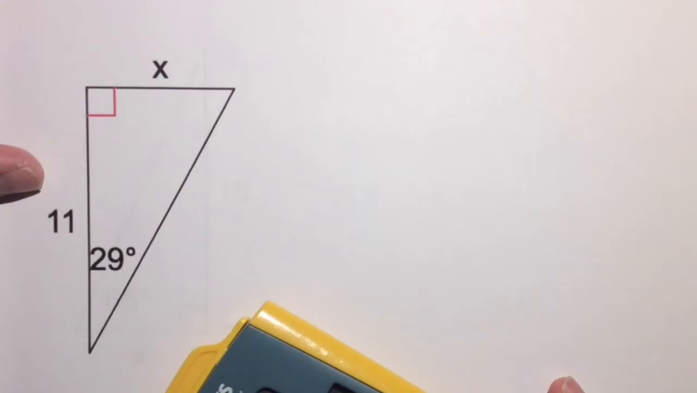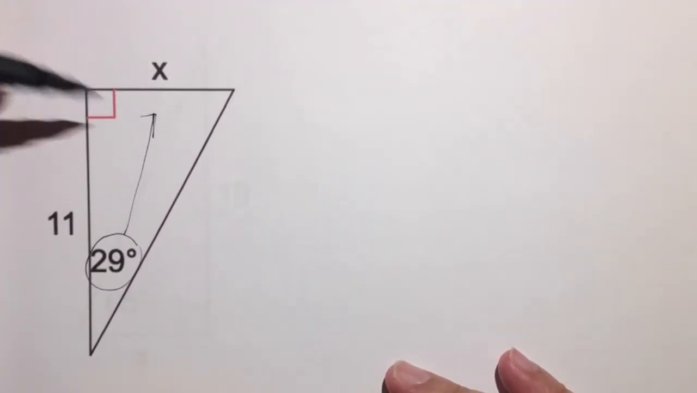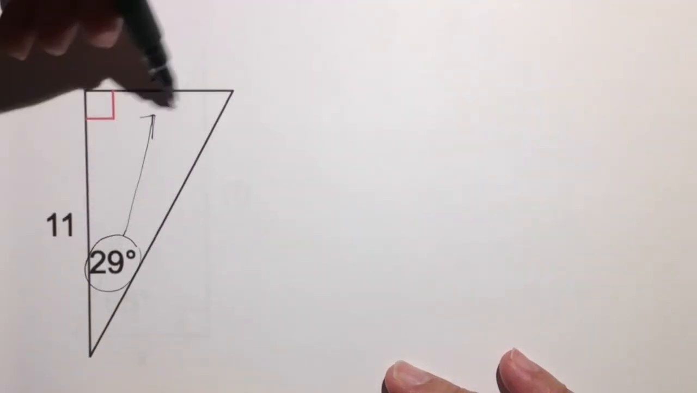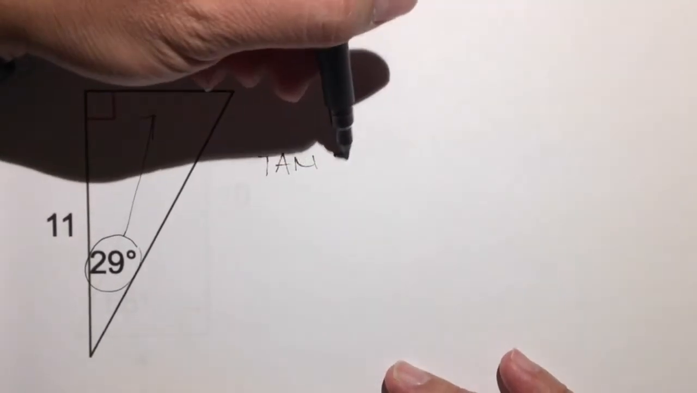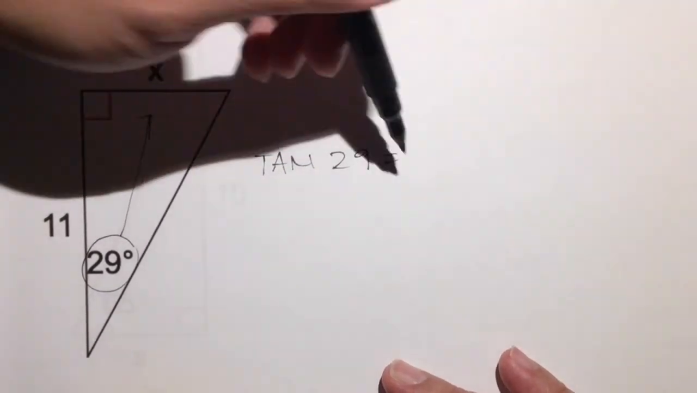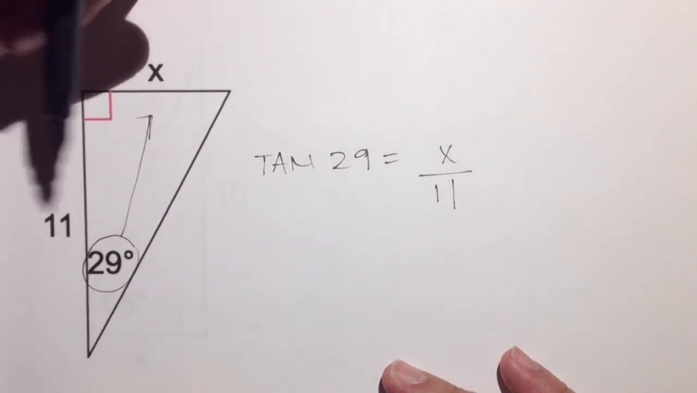Let's do another example. Find the length of the missing side. So we have our angle. We have the opposite. And hey, look at that, we have the adjacent. Tangent is the opposite over the adjacent. TOA. So tangent of the angle, which is 29, is equal to the opposite, which is x over 11.